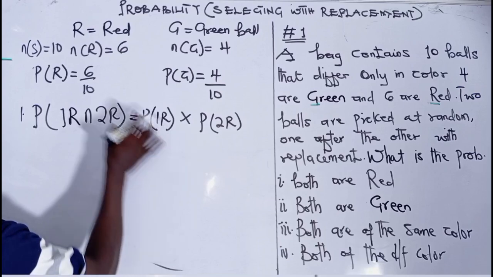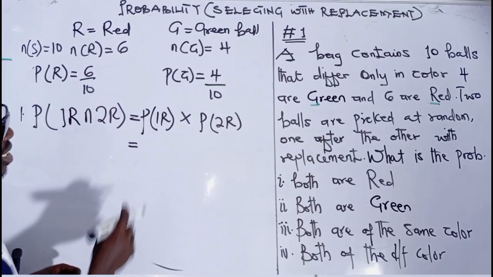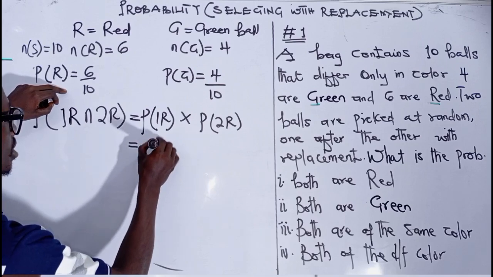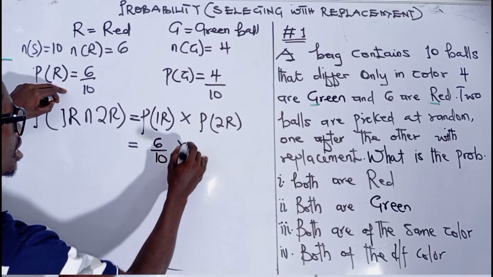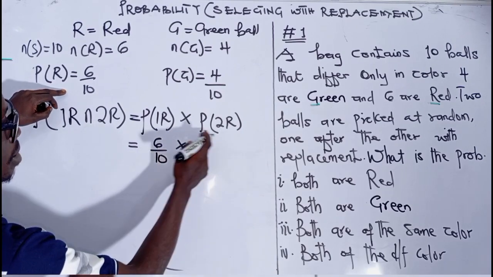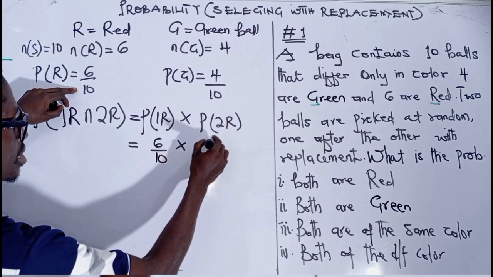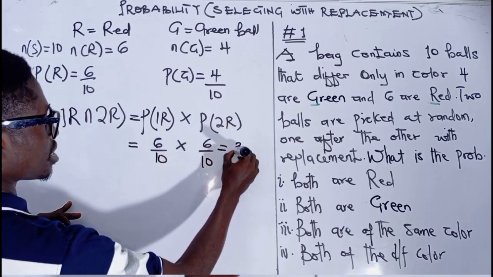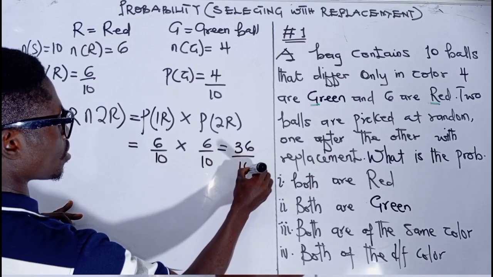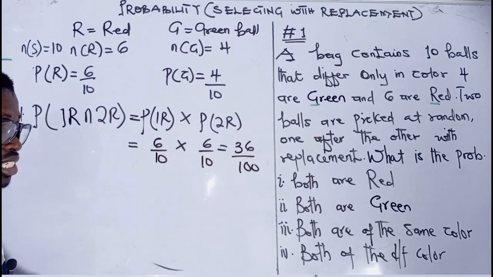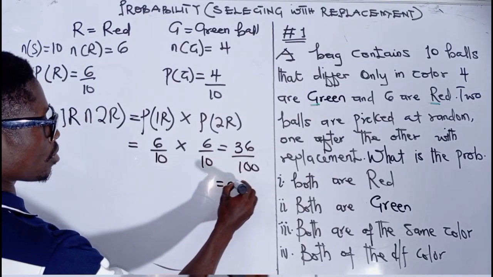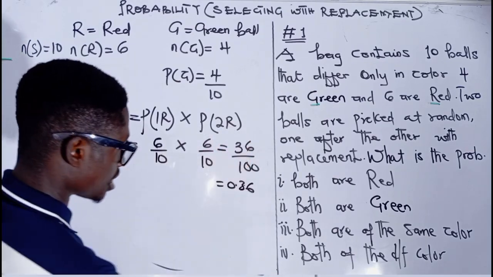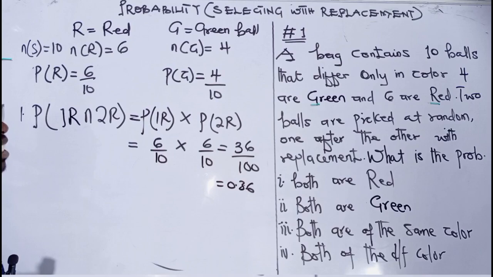Now we just have to plug in their respective probabilities. We have red, probability of picking a red marble is what? 6 all over 10. And then the same red marble, probability of picking a red marble is still 6 over 10. So you just have to multiply. We have 36 all over 100. You can convert it to decimal to give you 0.36, or you can leave it as that. Any one of them will still be marked correct.